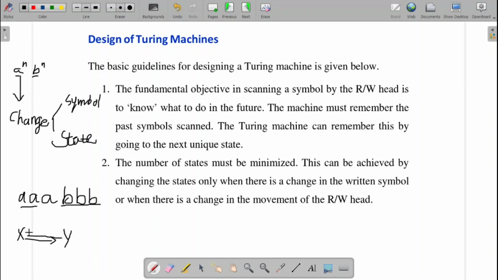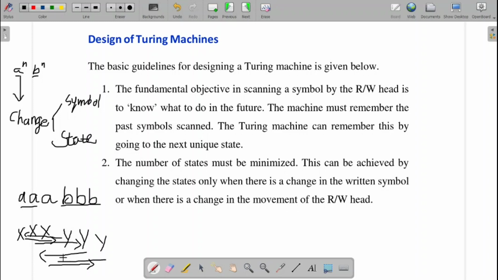Again we traverse back to get the next a. Once I get the second a, I replace that a with X. Again I move forward in search of the b. Once I get the second b, I replace it with Y. Again I go back in search of the a. Once I get the a, I replace it with X. Again I go in search of the b. Once I get the b, I replace it with Y.